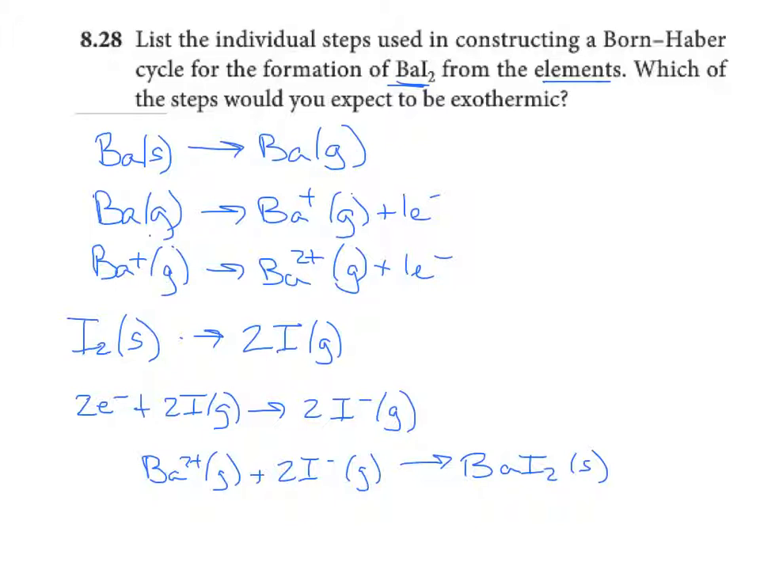The last thing they want me to do is figure out which of those steps are going to be exothermic. What does it mean for a reaction to be exothermic? It's going to release energy, okay? So the steps that are going to release energy are steps that we consider energetically favored, okay? So things that kind of make sense. So of all those steps, which seems like they would release energy? There are 2 of them, if that helps.